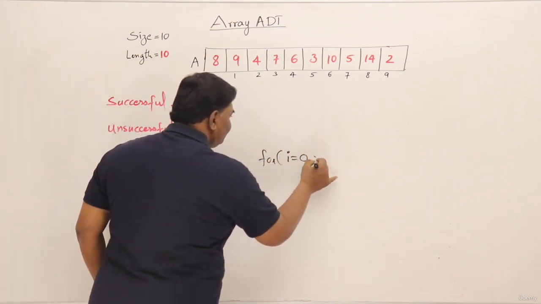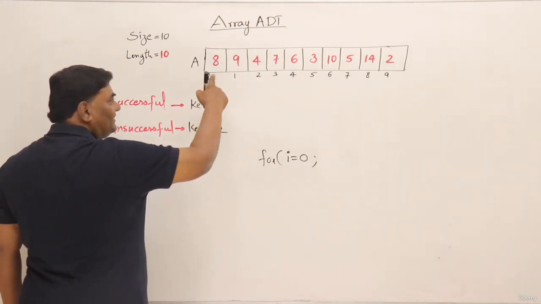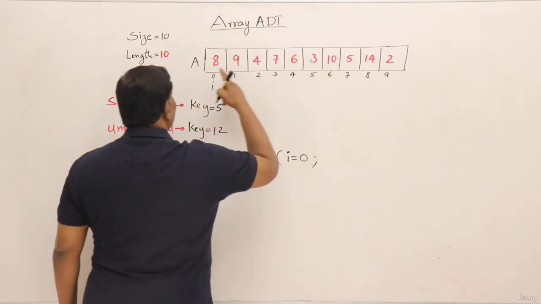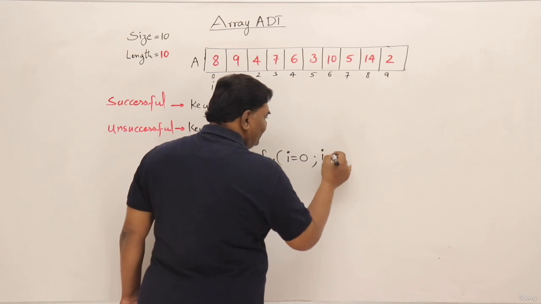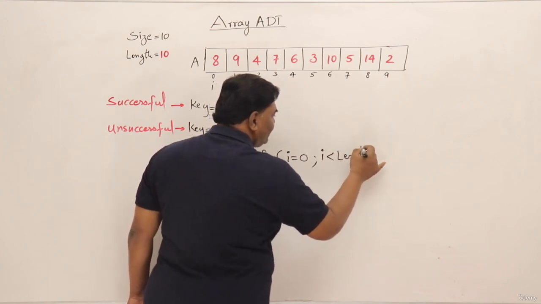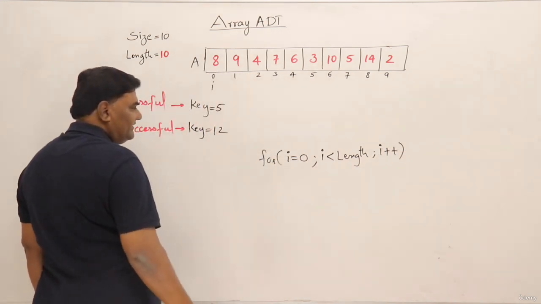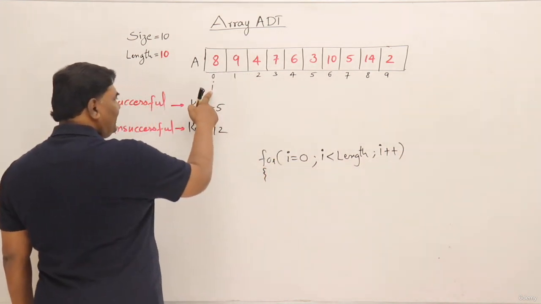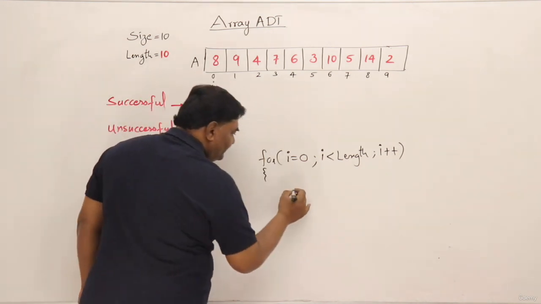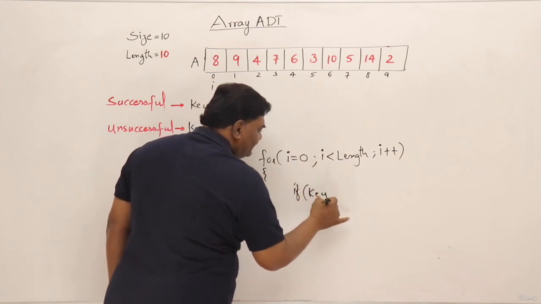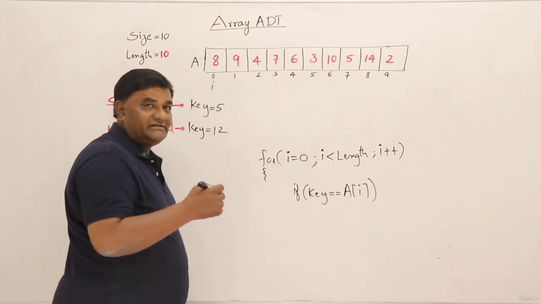I start from index 0, and I should go till the end of the list, where the index is 9. Length is 10, so it is length minus 1. So I can say i less than length. So I should traverse the whole length of the list, and every time I should be moving forward, so i plus plus. Then what I have to do? Every time, wherever i is, I should check if the key element is equal to A of i. So if key is equal to A of i, if it is equal, then the search is successful.